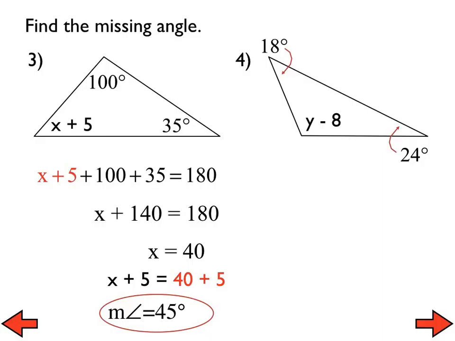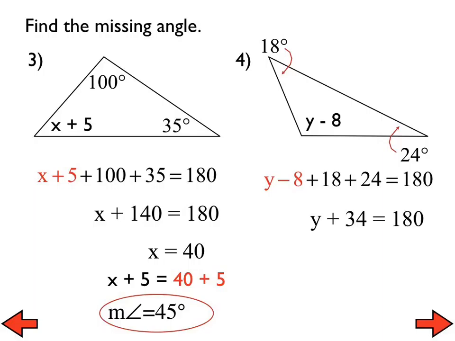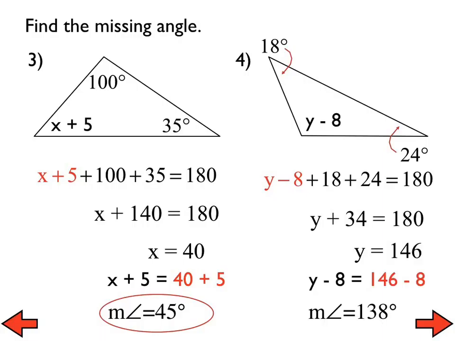Go ahead and do number 4. Y minus 8 plus 18 plus 24 equals 180. So after you solve for y, you should get 146. But that is not the number of degrees. You have to subtract 8 to get 138 degrees. Who got this one right? Okay, who put 146 degrees and then just stopped? That's good, good. Make sure you plug it back in to find the degree measurement.